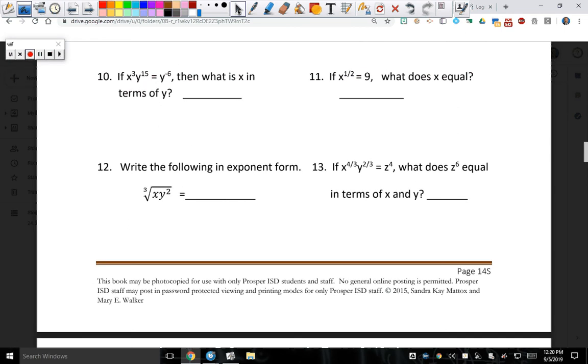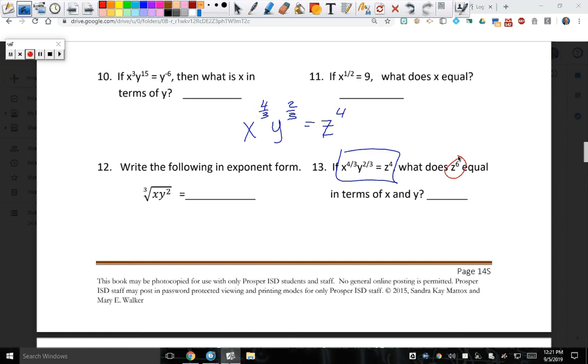Any one of these 4 that you guys would want to work out. I'll do one more. 13. 13 says the following. What does z to the 6 equal in terms of x and y? So first of all, to me, it just looks weird when it's slanted like that. And I'm trying to get something to say z to the 6th. You with me?